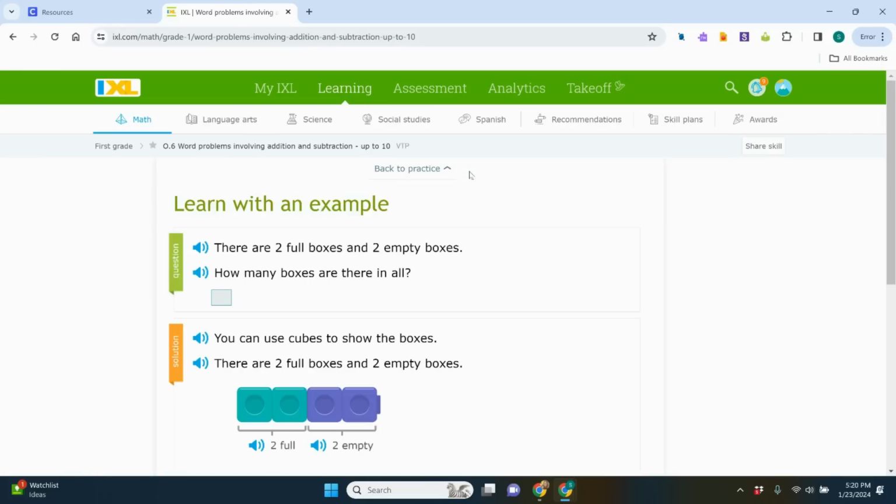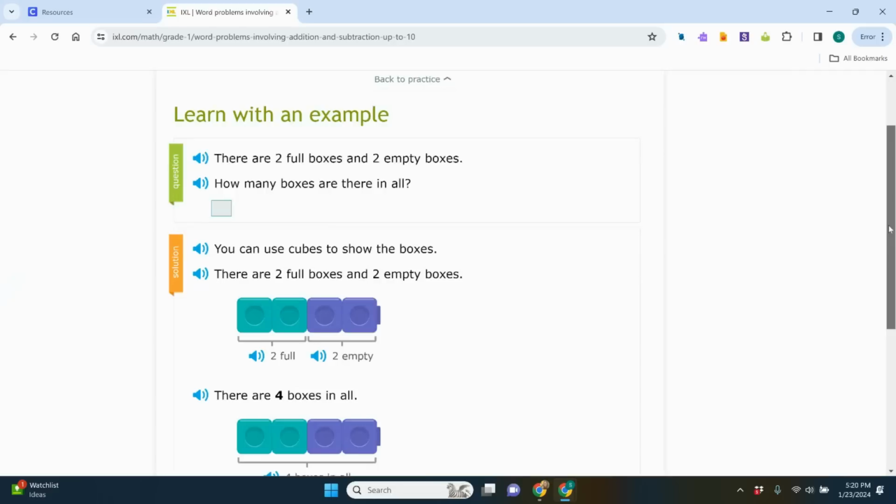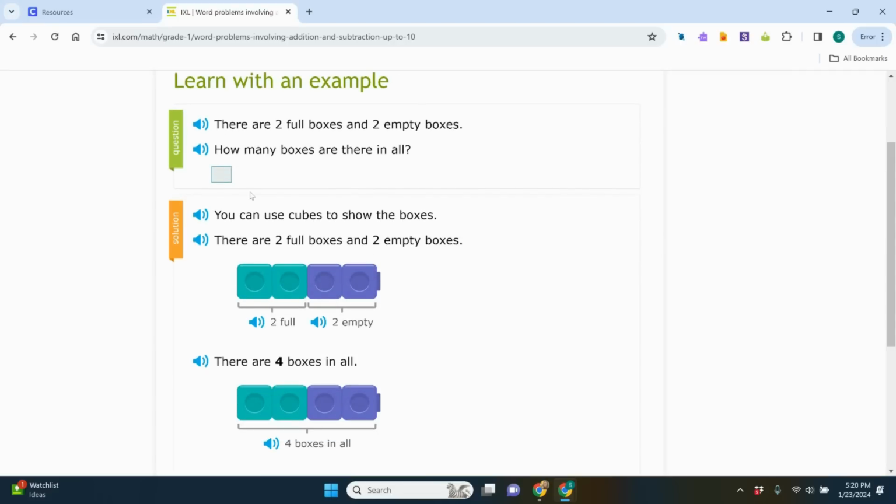So here students can click Learn with an example, and they can actually see how it's solved. Here's the questions and the solution. And again, with all of this audio and the visuals to help them, it's a really great component of IXL.